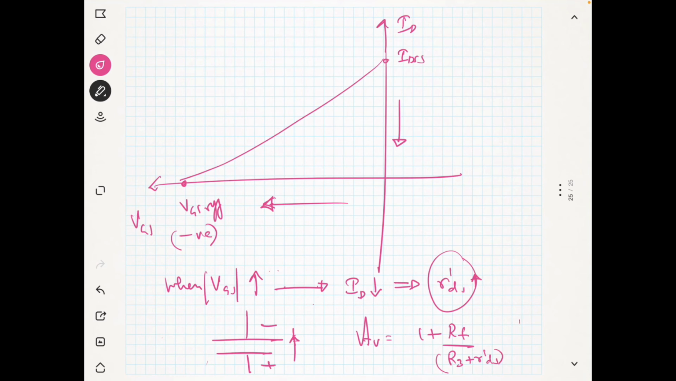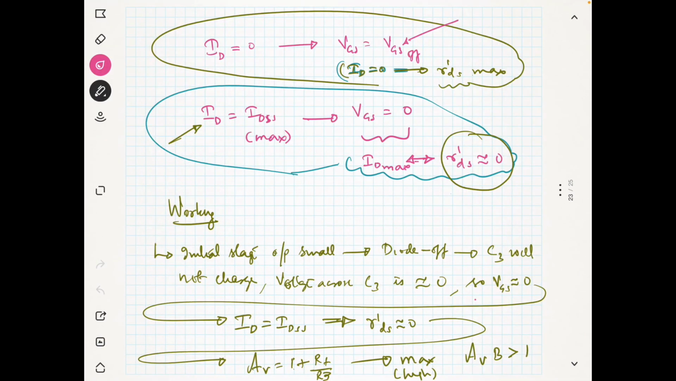So what is happening? The gain is now reduced. As you reach a particular level of the voltage, the gain is now reduced. Now you can see AV into B is maintained, and it will be maintained at 1. So this is what is happening. I will explain with the circuit diagram again.